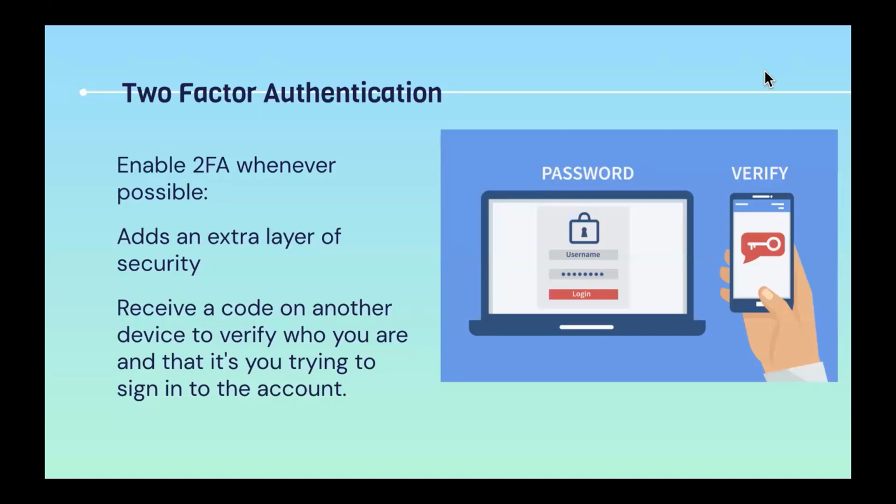You will receive a code on another device to verify who you are and that it's actually you trying to sign into the account. So an example of this would be if I were on my computer and I'm signing into Facebook and it says two-factor authentication, and then below it will say, we've sent a code to, say, your mobile device, so through a text message or through an email address, and then you'd get that code and you have to type the code into Facebook, and that just proves that you were the person trying to log in.